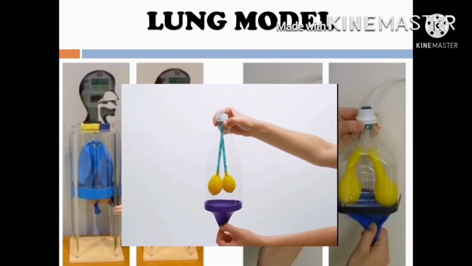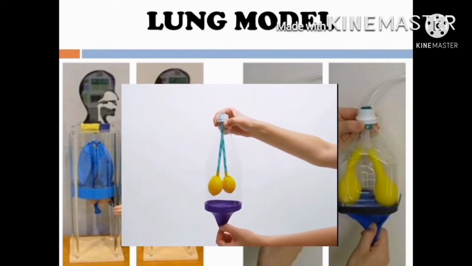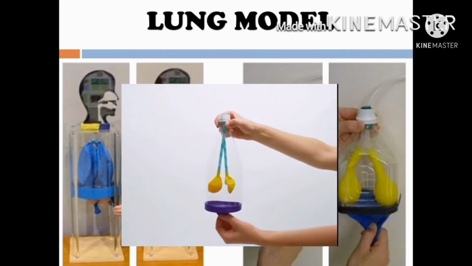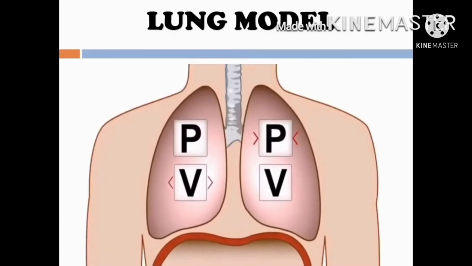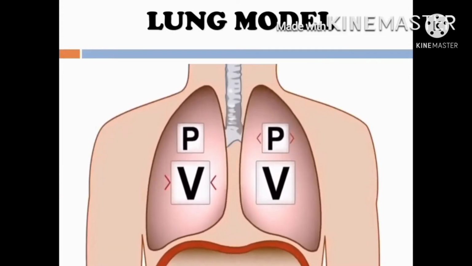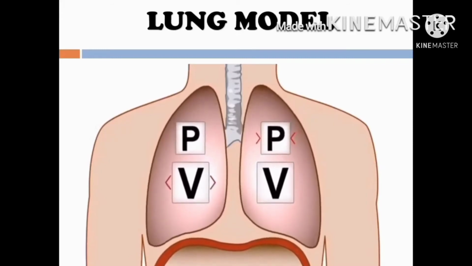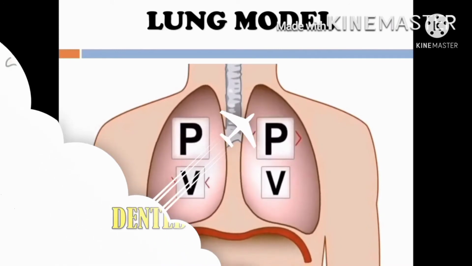When you release the rubber, which represents the diaphragm, the balloon representing the lungs decreases in volume. When the diaphragm contracts as you exhale, it results in a decrease in the lung volume, increasing the pressure inside the chest cavity and causing the air to flow outside of the lungs.